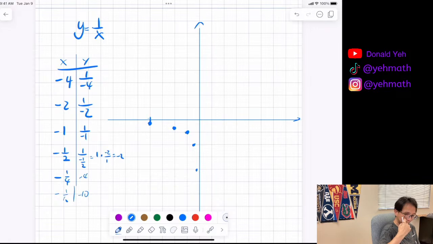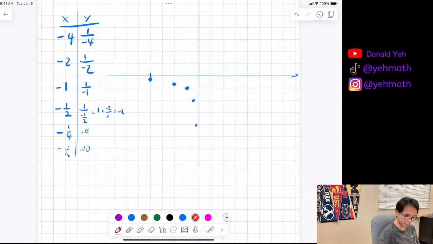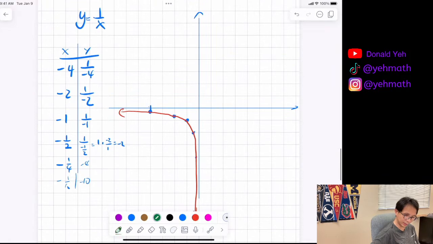So the graph's going to be something like this, called an asymptote. And the asymptote looks like this. So you guys have never seen an asymptote before? Have you seen an asymptote before? Okay. Now I'm going to plug in the other side.